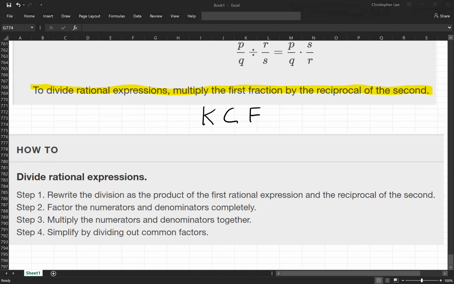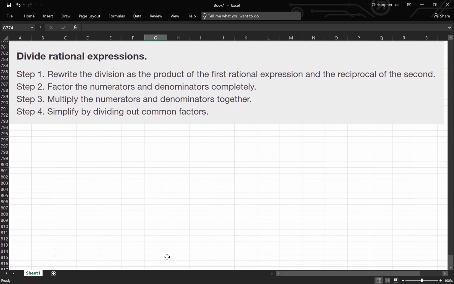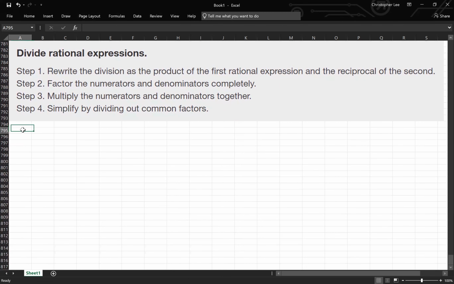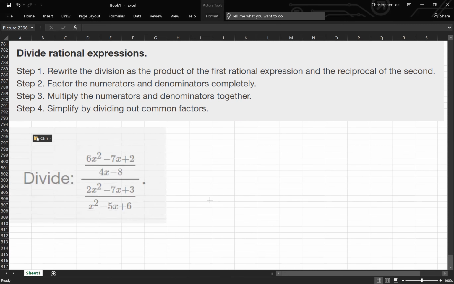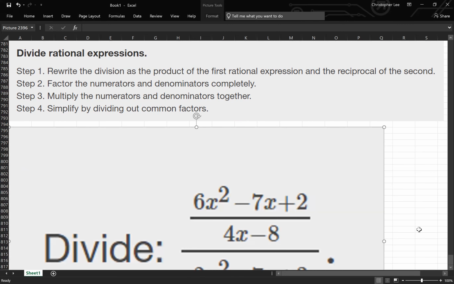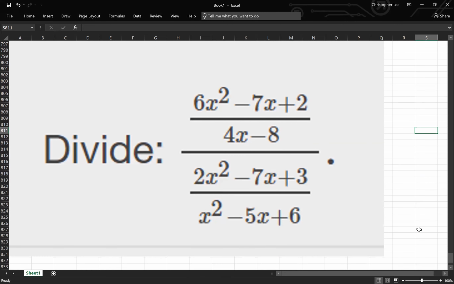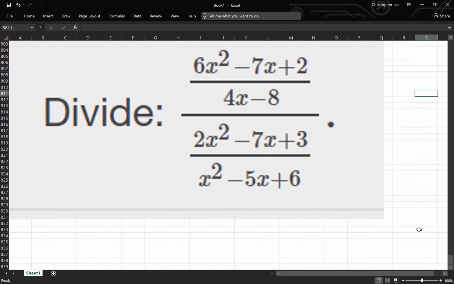Ooh, this is hard. Not even gonna lie to you, this is a hard question right here. Get ready. So we're gonna divide (6x squared minus 7x plus 2) over (4x minus 8) divided by (2x squared minus 7x plus 3) over (x squared minus 5x plus 6), right?